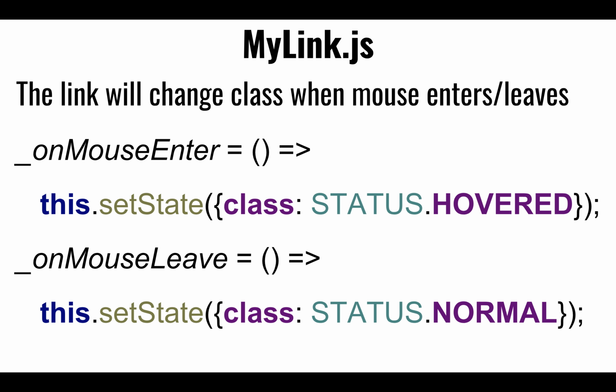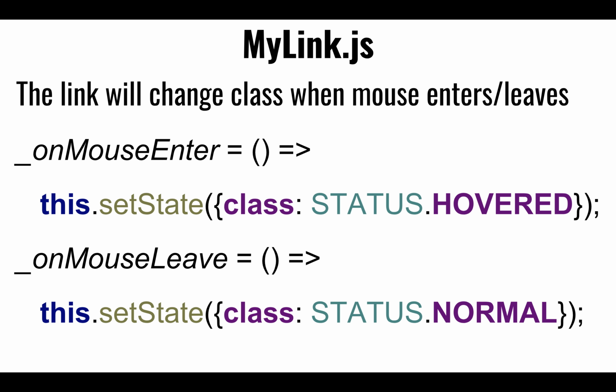Okay. So we also have a couple of event handlers, on mouse enter and on mouse leave, that we're going to trigger whenever we move our mouse on top of the hyperlink, and when we move out of the hyperlink, right? And so if we move the mouse over the hyperlink, we're going to call this function, on mouse enter. And the only thing it's going to do is update the state variable class.